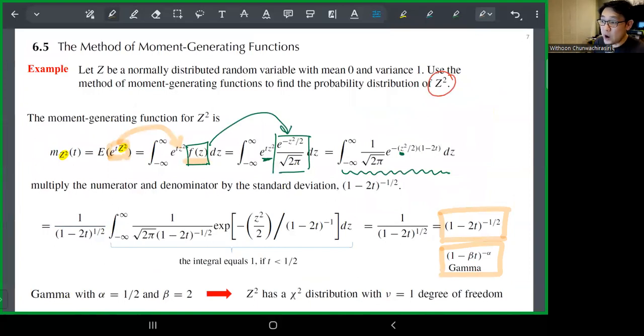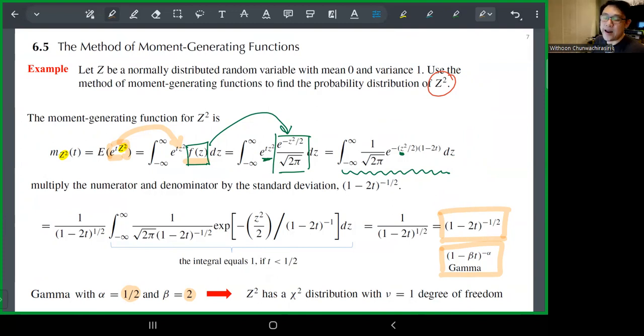So you can conclude right away that Z squared must be gamma distributed with alpha equal to 1/2 and beta equal to 2. And we already have a name for this. Every time you have this, you call it a chi-square distribution. The chi-square distribution is when beta is equal to 2 and alpha is 1/2, saying that the degree of freedom is 1. So in conclusion, this coincides with what you have probably already learned before. If Z is a normally distributed random variable, Z squared will be chi-square distributed. And that's it. You are done.